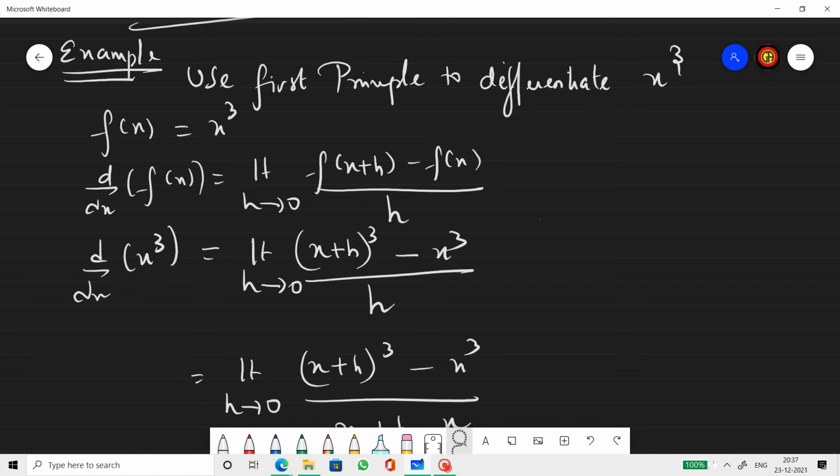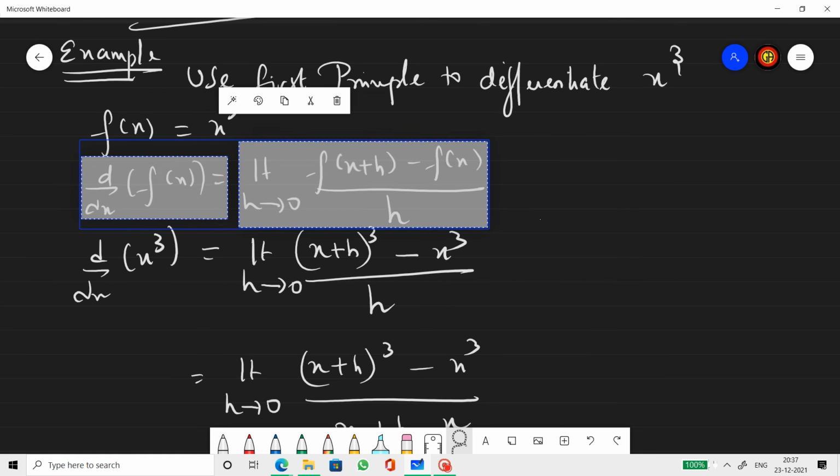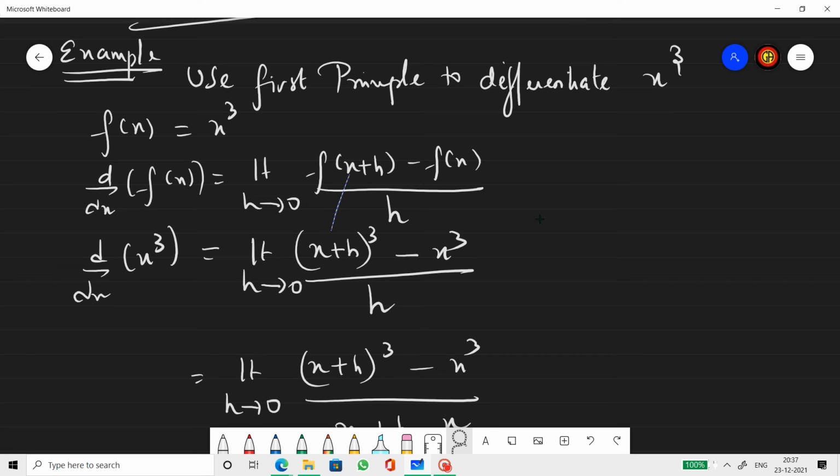So here I have taken the differentiation of x power n, an example of differentiation of x power n using the first principle. The function is x power n. The derivative formula: d/dx of f of x is the limit as h tends to 0 of f of x plus h minus f of x by h. So in the place of f of x, we have to apply x cube. So f of x plus h becomes x plus h the whole cube, and f of x is x cube, by h.